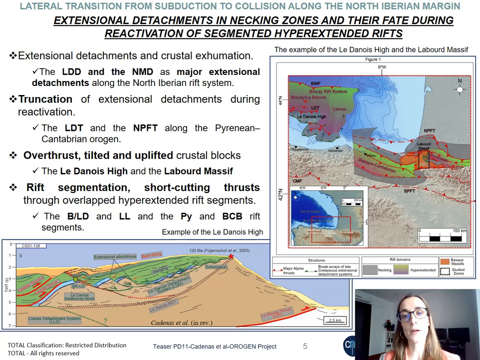The analysis and comparison of the crustal structure and basin architecture along these 2 sites enable us to suggest that the Ledanoa and the northern Mauléon extensional detachments correspond to major and analogous structural features within the North Iberian rift system, which were responsible for crustal exhumation. Major Alpine thrusts truncated the 2 extensional detachments during the subsequent Alpine orogeny, leading to the uplift, tilting, rotation, and northward overthrusting of the Ledanoa and the Labourd crustal blocks.